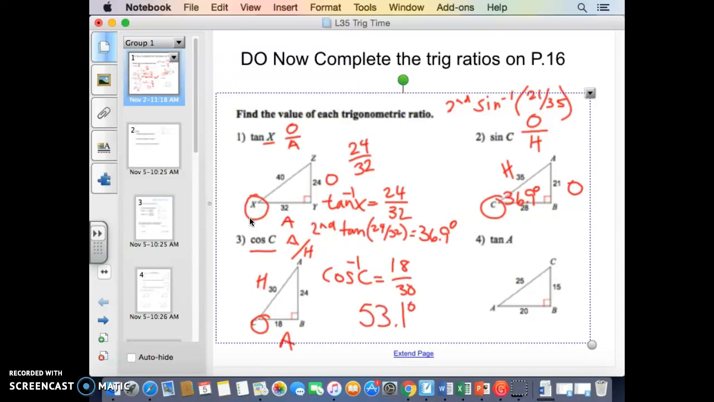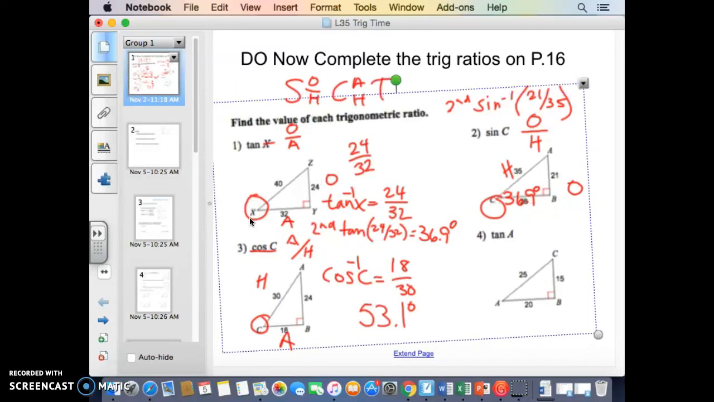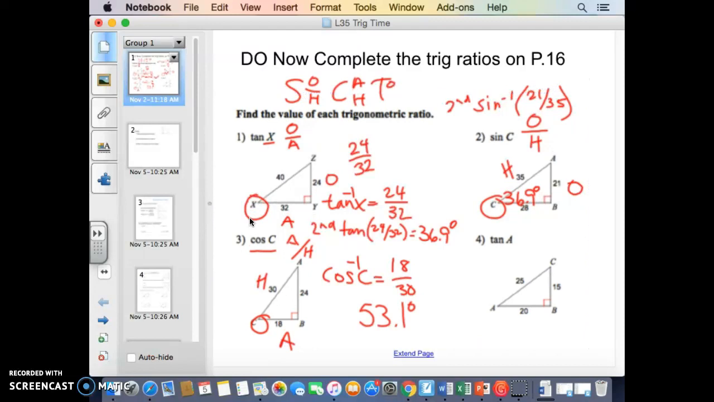Okay, so that's kind of an idea of how to do page 16. You want to go ahead and complete the entire page. Again, first you find the ratio, whatever the ratio is, and remember we learned SOH CAH TOA. Sine, cosine, tangent.